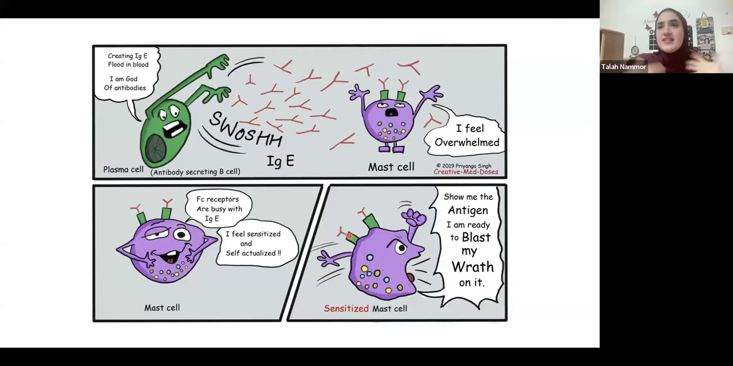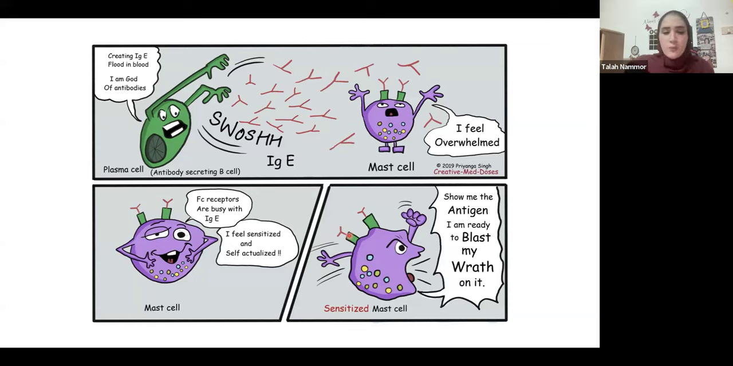So the sensitized mast cell, in a way, is kind of like the memory B cell. Remember the memory B cell, where I said it's like it resents the antigen, and it's like, oh, where is this antigen? If I see it, I'm gonna kill it and send all of these. So the mast cell is kind of like the memory B cell.